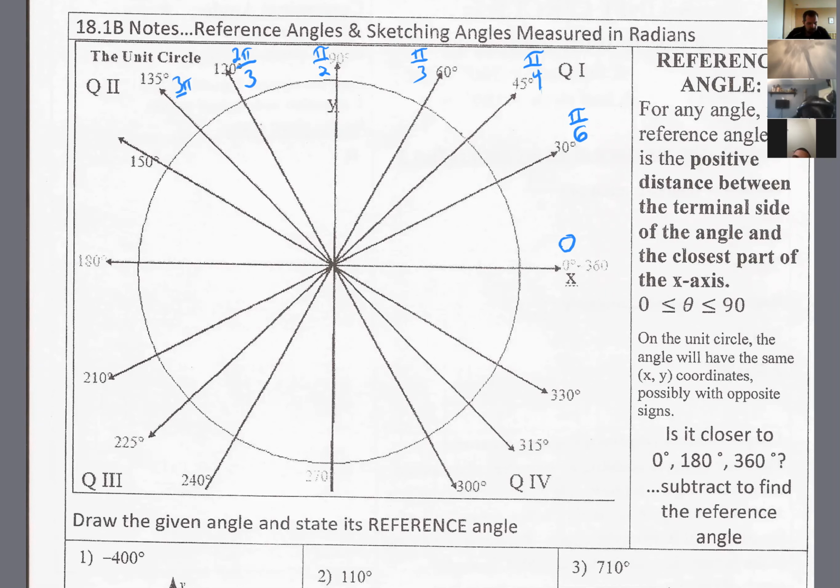Now we're entering quadrant 3, the bottom left. For quadrant 3, we have 210 degrees is 7 pi over 6 radians. 225 is 5 pi over 4. 240 is 4 pi over 3. 270 is 3 pi over 2. 300 is 5 pi over 3.